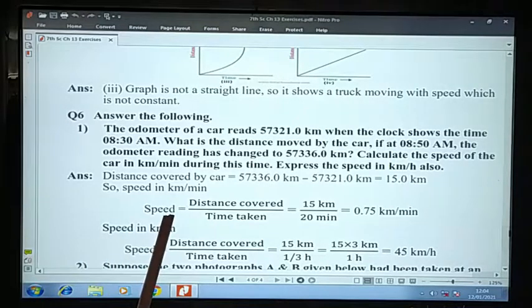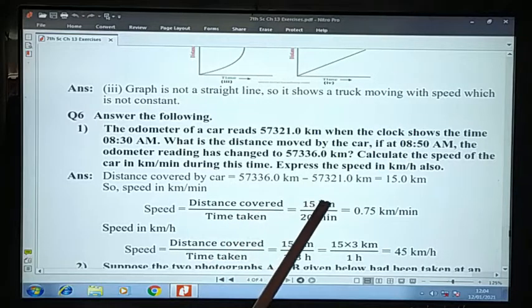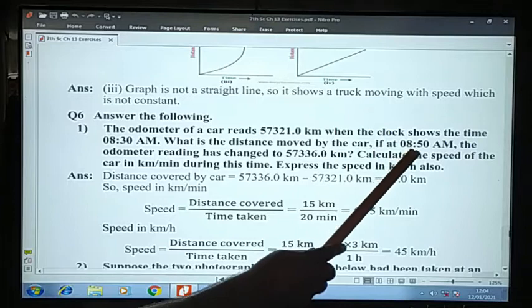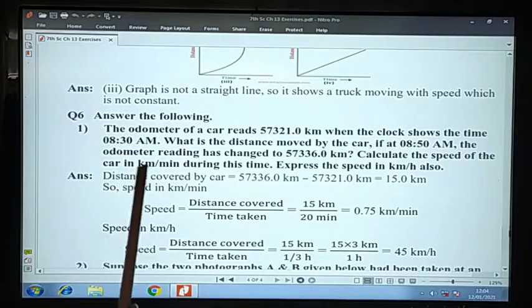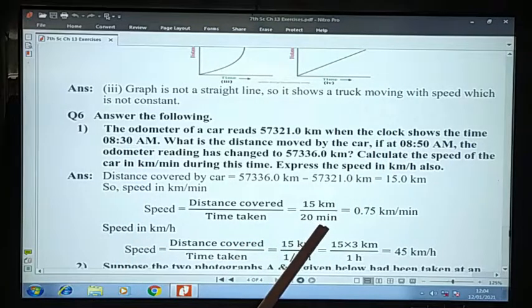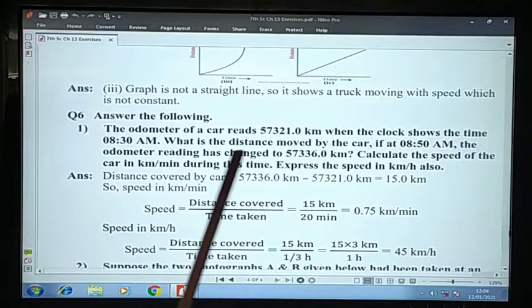So the formula is speed equals distance covered by time taken. The distance covered is 15 kilometers. The time is 8:50 minus 8:30, that means 20 minutes it has taken. Now we are going to divide, and we get 0.75 kilometer per minute.